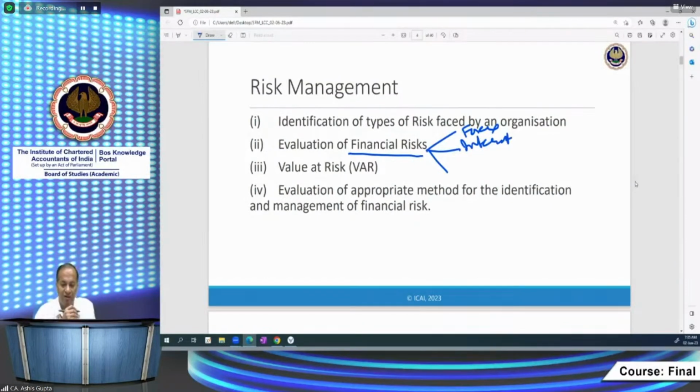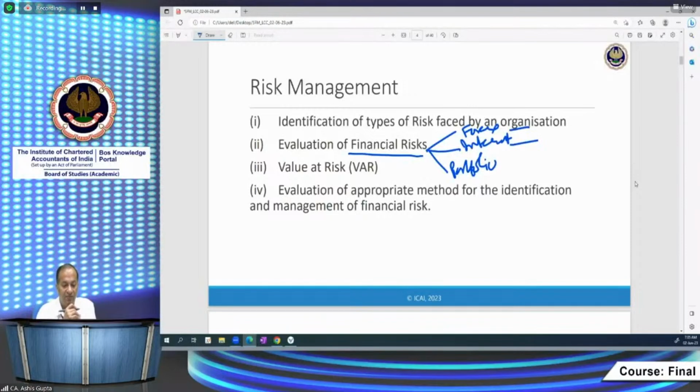Liquidity risk is also there, and mainly we have covered hedging, interest rate risk, and forex risk. Even portfolio, security risk, and investment risk are there, but that has already been covered in portfolio management. So all this we have covered here.